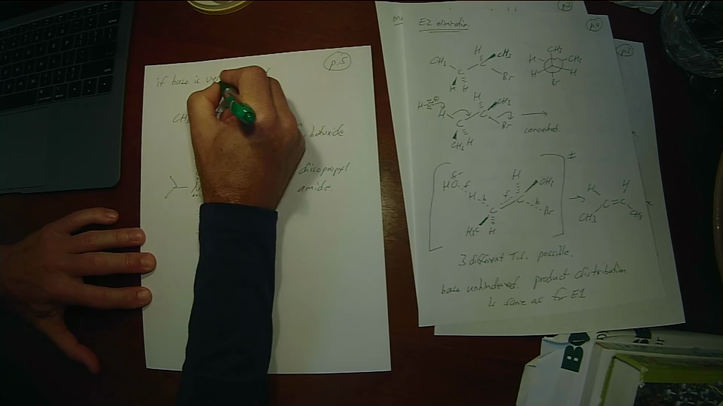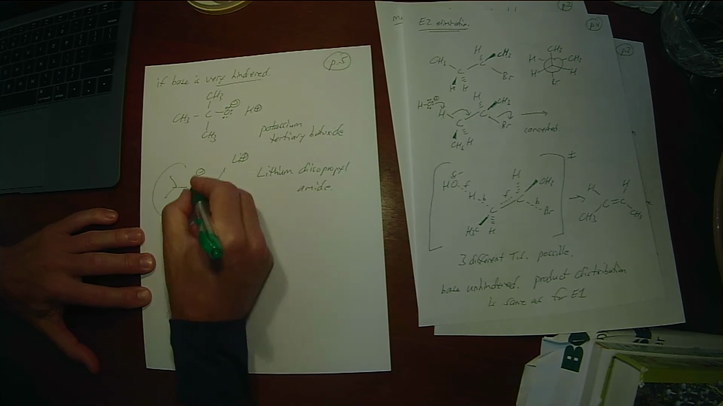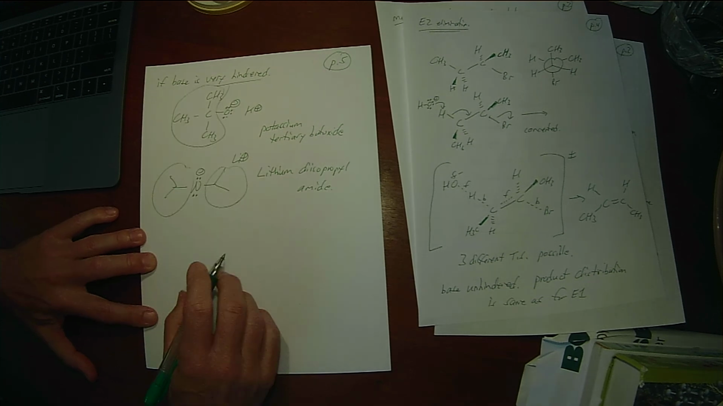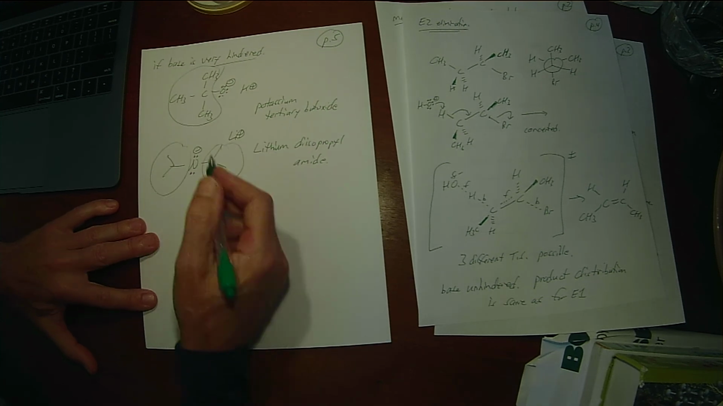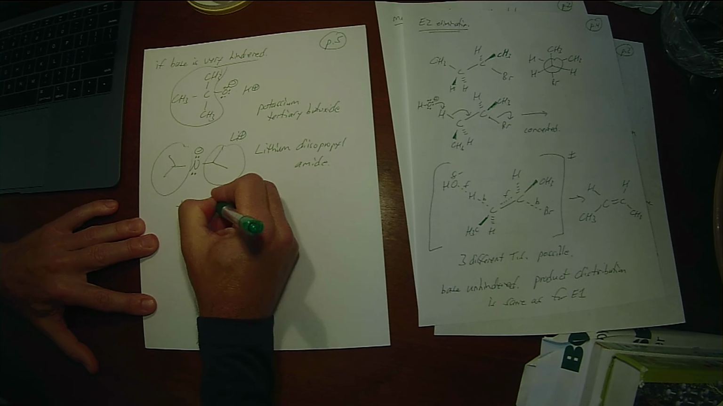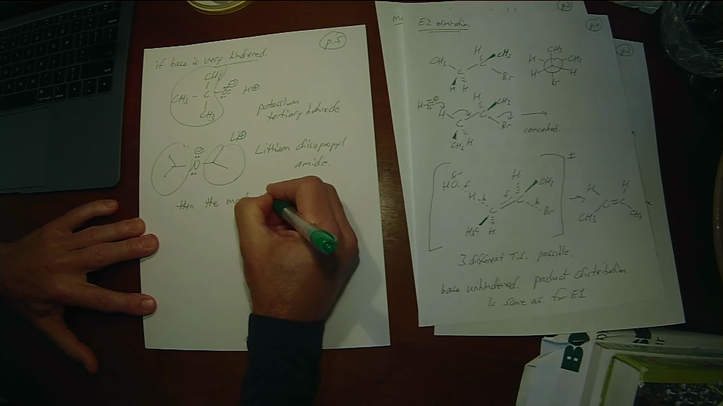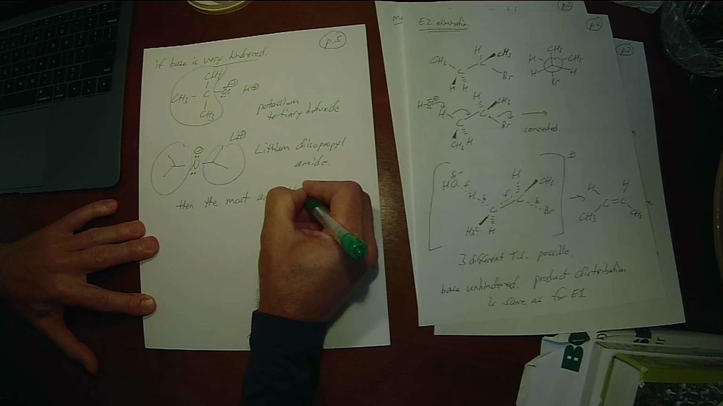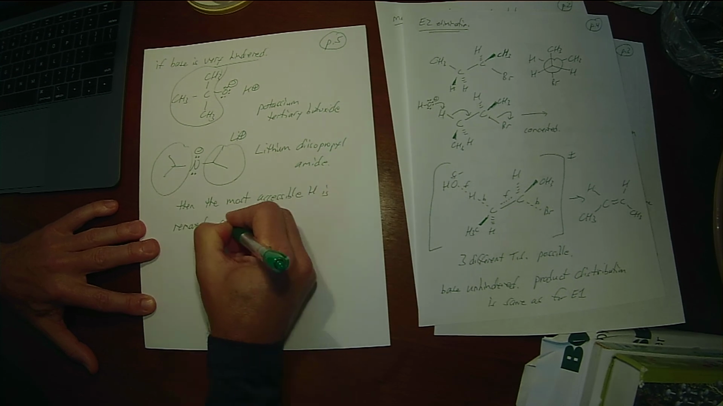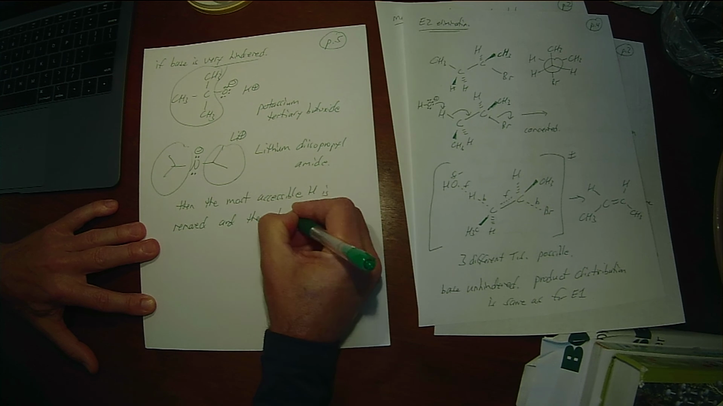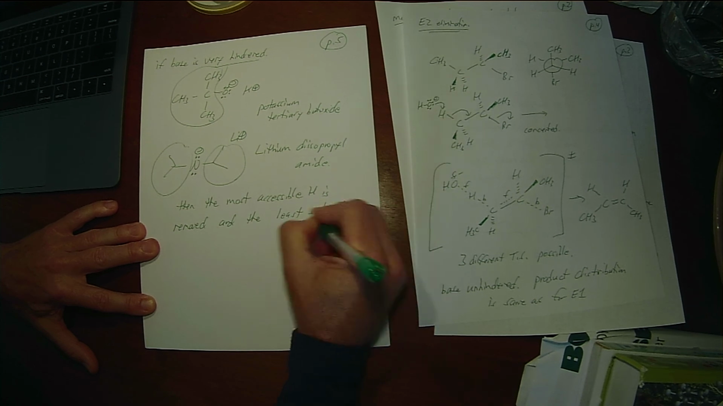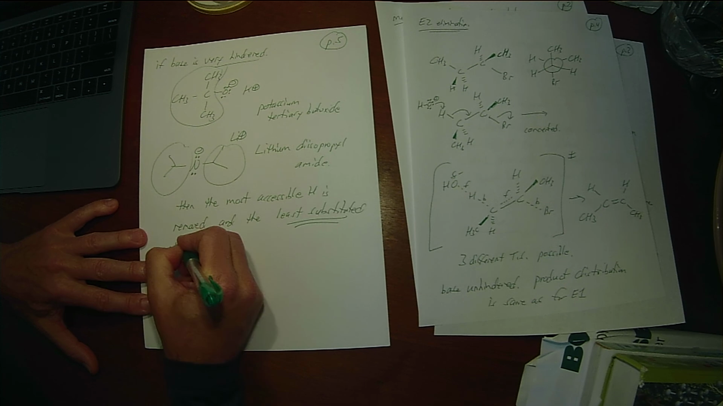If the base is very hindered like these 2, right, we've got lots of steric bulk, which makes it hard for the base to get to a hindered hydrogen, then the most accessible hydrogen is the one that's removed. And the least substituted alkene is the major product.